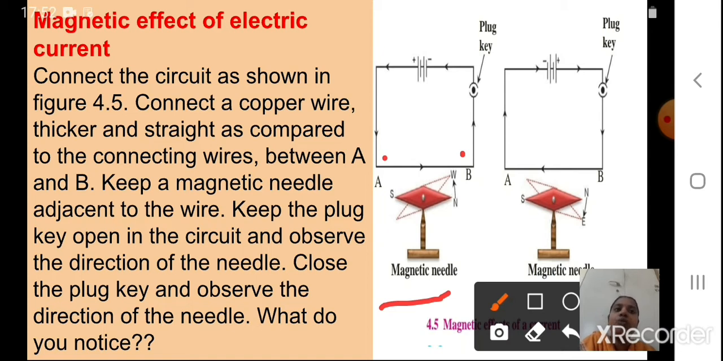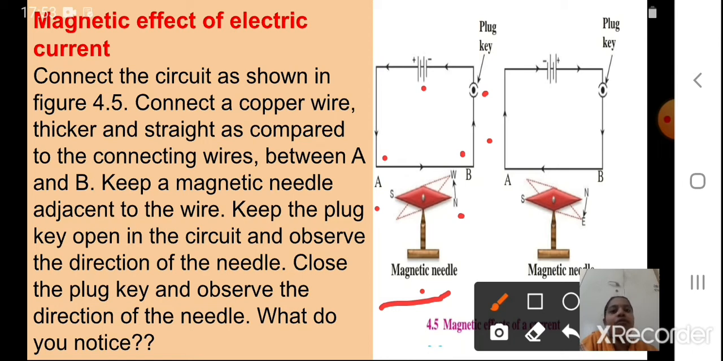First we have connected all our components. Now you need a cell. You can see here the cell is there. You need a key, you need these conducting wires, all these things now you know. And I required this magnetic needle. First I'll keep the key open and I will see what is the direction. The magnetic needle is going to come to rest first. And how is the direction? See here, here it is showing the south direction, here it is showing the north direction.